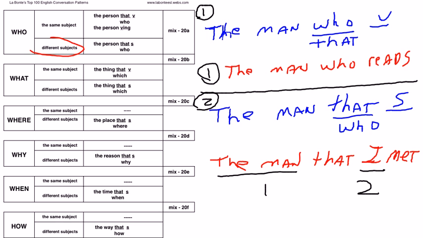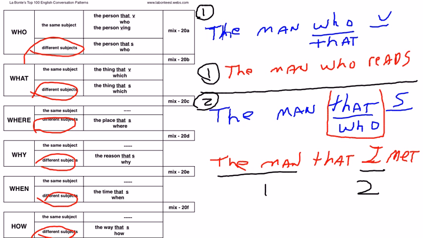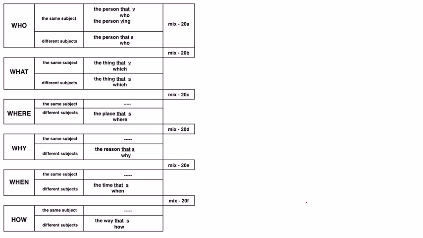In all of the patterns you see here where it says different subject, it is not necessary to use the middle section here. It is okay not to use them. It is okay if it's there. So, for example, in this example on the right, the man that I met, the man I met is identical. We're going to start with the same subject, this pattern first.